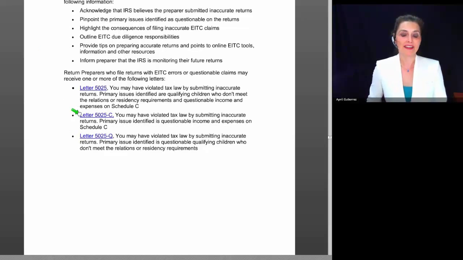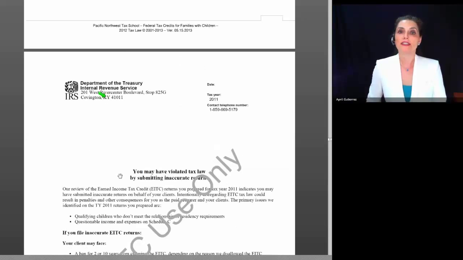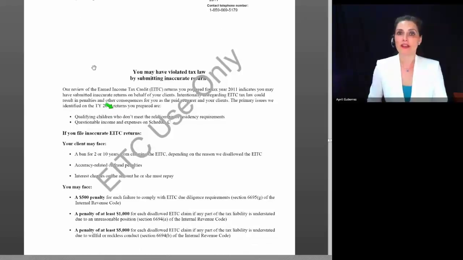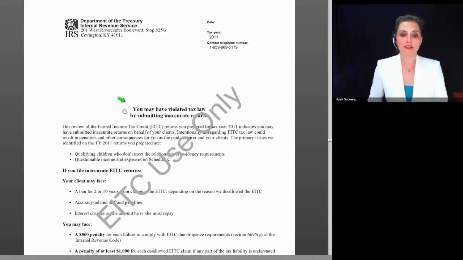And eventually they can send you nastier letters and actually come out and make office calls where they demand to see the procedures you're using to determine earned income credit. They're going to ask to see your interview records, and they can start imposing fines if you have failed to do that. So here's an example of one of the letters that could go out to you.